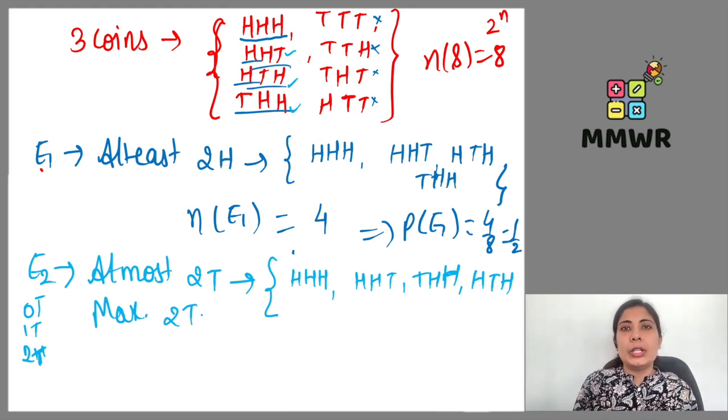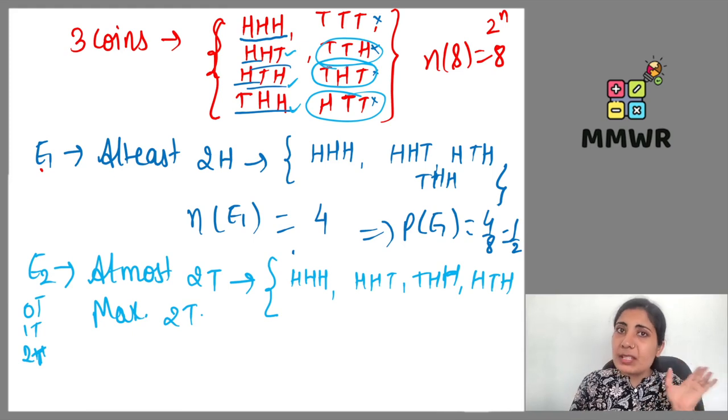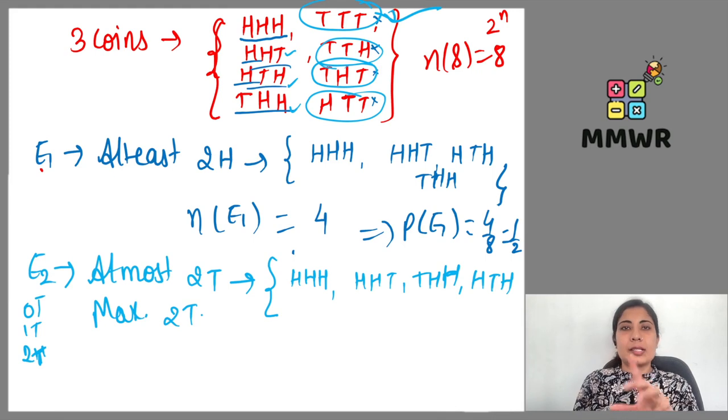Now 2 tail. 2 tail we are getting in these 3 places. Maximum 2 tail, so 3 tail will not work. That means everything except this one will work. Leave out triple T. Exclude triple T and then you can look for the rest of the outcomes.